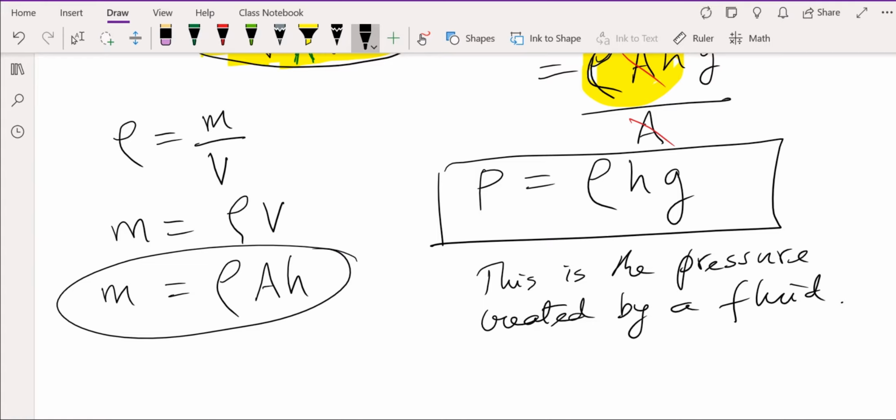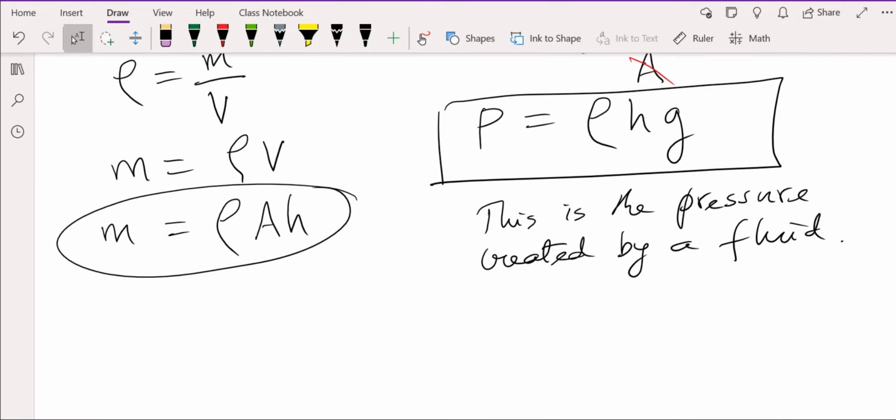This is the equation for the pressure created by a fluid. I can write PF if you want. Fluid pressure, the pressure created by the fluid. So what are the factors the pressure created depends on? The pressure created depends on, one, density.